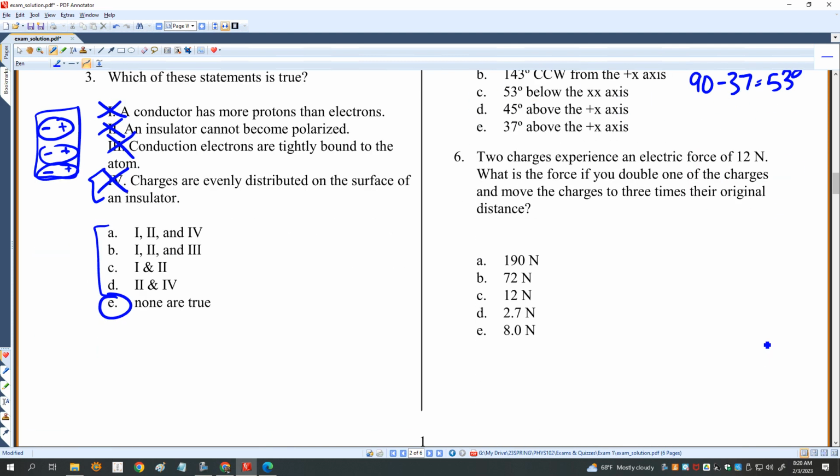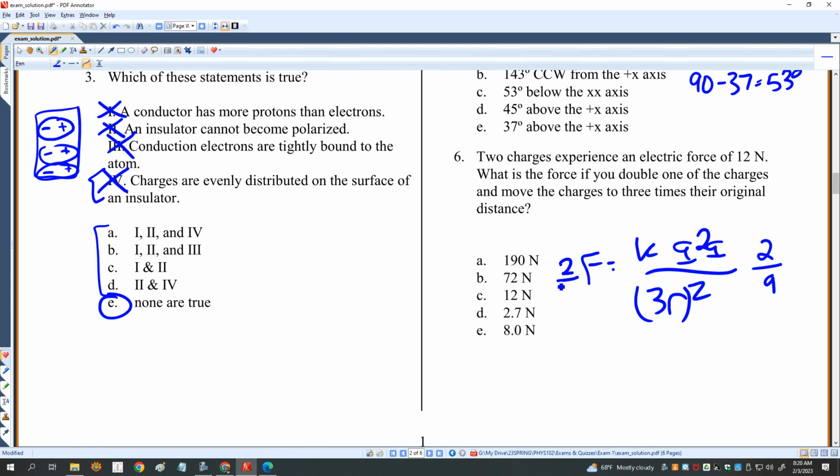Two charges experience an electric force of 12 newtons. What if you double one of the charges and move it to 3 times their original distance? Let's write Coulomb's law. If I double one of the charges and triple the distance, that gives me a 2 over a 9. Well, what is 2 over 9 times the original force, which was 12? Let's see, so that's 4, and that becomes a 3. So I get 8 over 3. 8 over 3, that's 2.7.